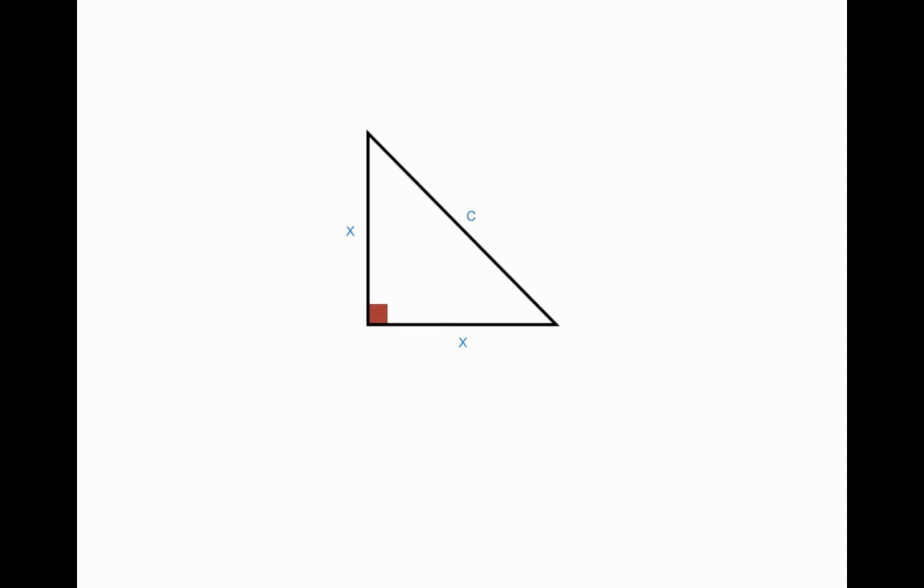On top of that, it's isosceles. Two of the legs are the same. Whenever this happens, you have a special triangle called a 45-45-90. Now, all right triangles must obey the Pythagorean theorem. So x squared plus x squared must be c squared. Well, using the rules of algebra, that means that 2x squared must equal c squared. Solving for c and taking the square root of both sides means that the hypotenuse, c, must be x times the square root of 2.